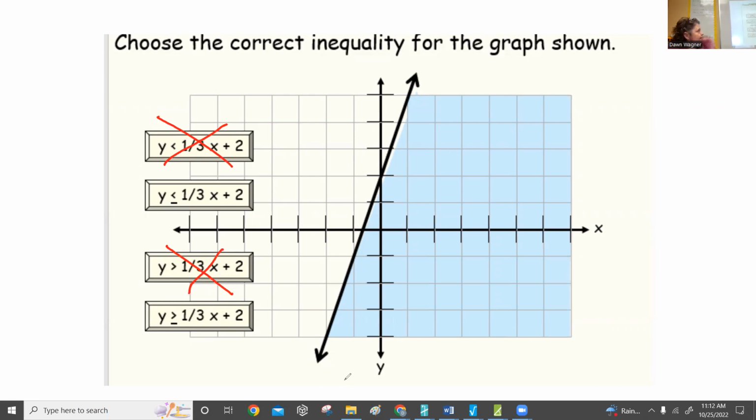Am I shading up or down for this one? I'm shading down. Down means less than. So this is the correct equation of the line, because when you shade down, that means less than. Because it's solid, we have a line under it. So it has to be this one. I really didn't even have to look at the line. I could have just looked at the shading, and because the line is solid.